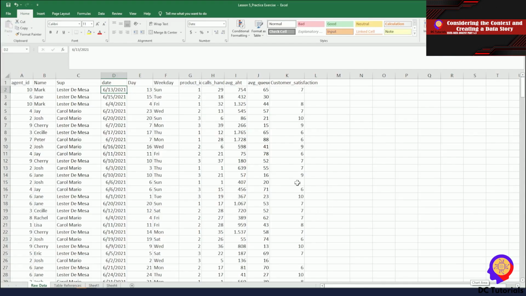Think like a designer and consider the context in order to create a compelling and precise data story. For this exercise, we will use our call center dataset. I have already pre-processed this file. Lookups have been made and the dates have been fixed. There are also newly added columns here.